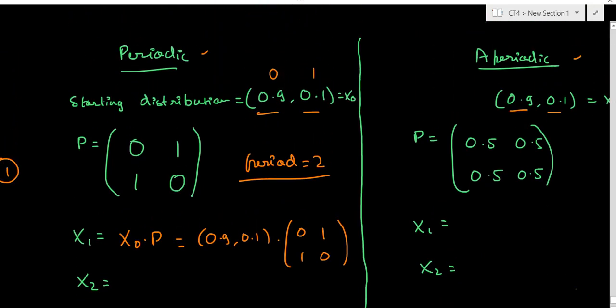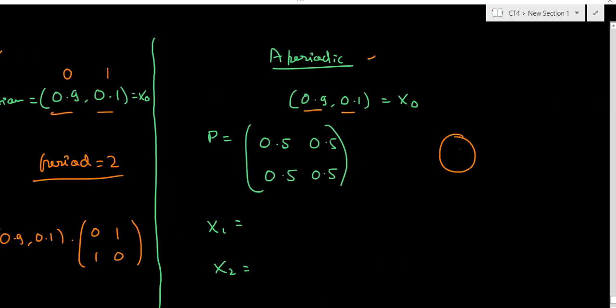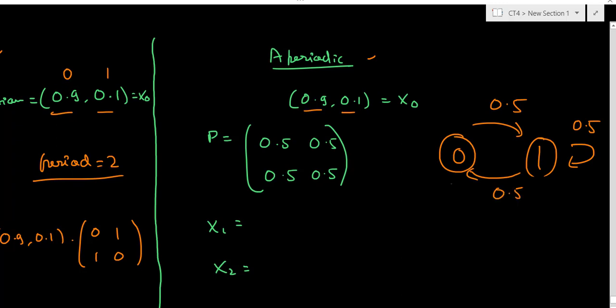And then here I have the aperiodic case, wherein the transition diagram looks somewhat like this: 0 to 1, and you have got 0.5, 0.5, 0.5 and 0.5.